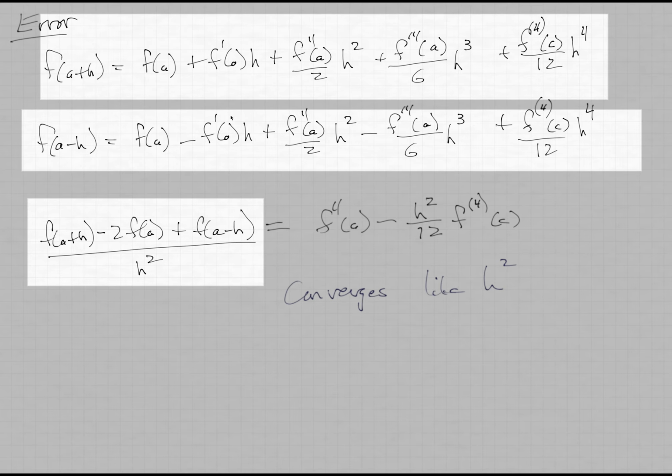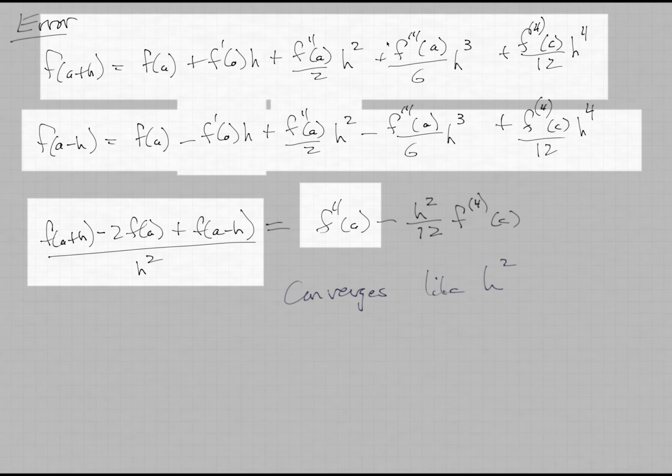The f prime of a times h, that cancels, right? Because there's one in each term there, so those cancel. These do not cancel because they're both identical. When we add them up, we get exactly f double prime of a, and then when we divide by h squared, we get exactly what we want, which is the second derivative of f evaluated at a.